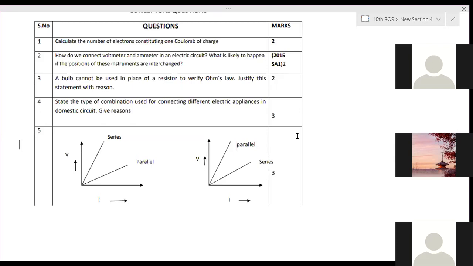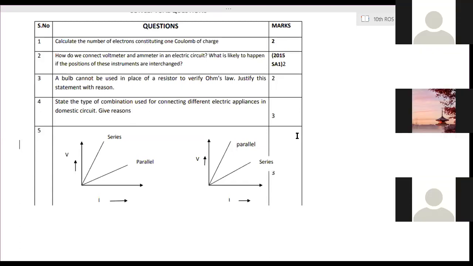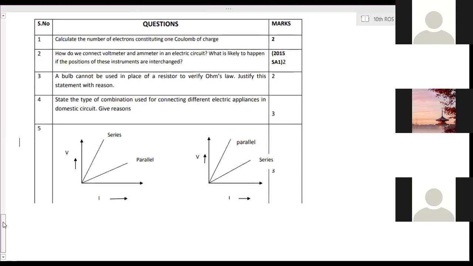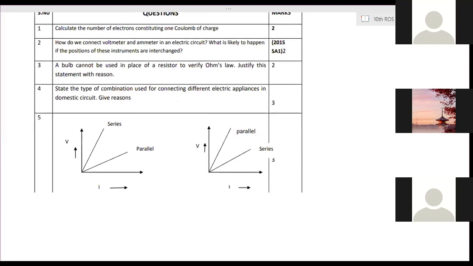Clear? Ma'am, can you repeat it again? For verifying Ohm's law, physical conditions of the conductor should remain same. But when bulb starts glowing, its temperature increases and therefore resistance also increases, which will not verify Ohm's law. So verifying Ohm's law is not possible because resistance keeps on changing. It should remain constant. No, it is not keeping constant. It is changing.